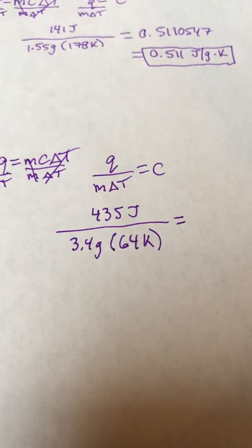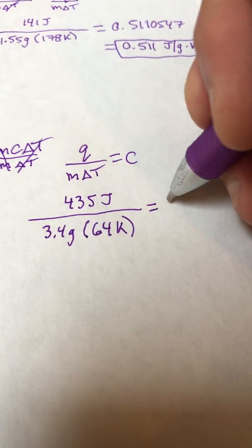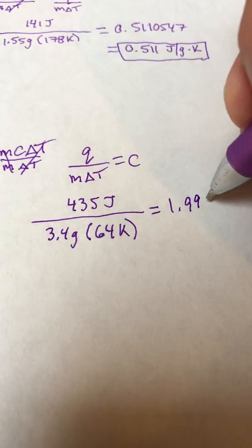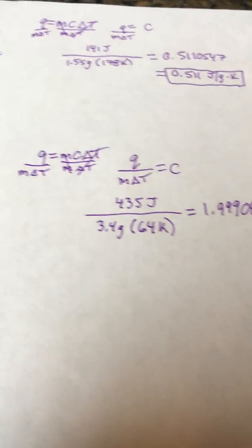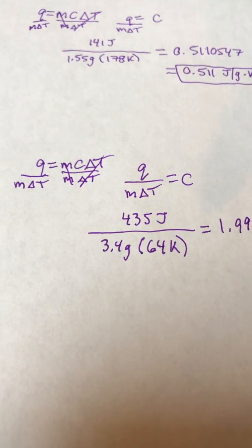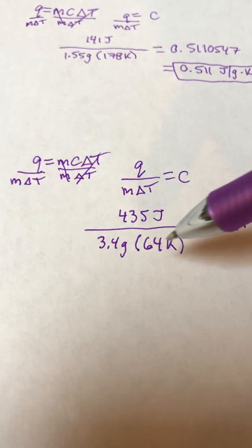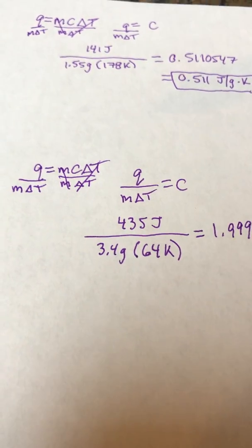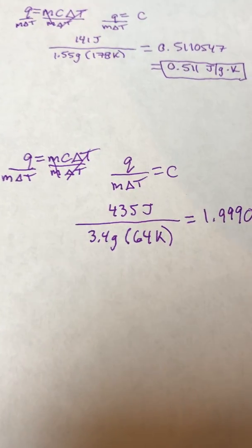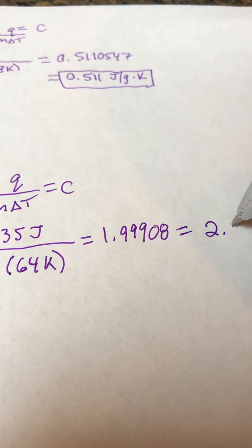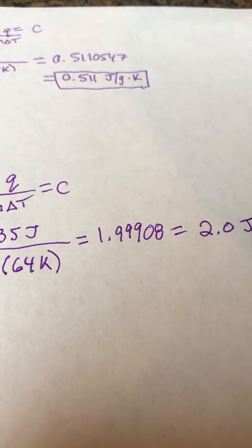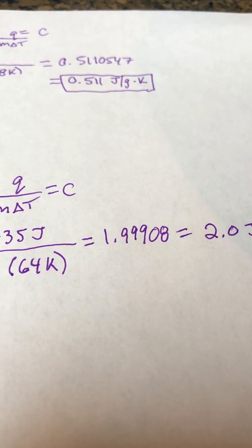All right, equals, when I do this, again, you're going to get a really long number. We'll round it for significant figure purposes. Our least number of significant figures based on our numbers we are given is 2. So I would round this off. I should get about 2.0 joules per gram Kelvin.